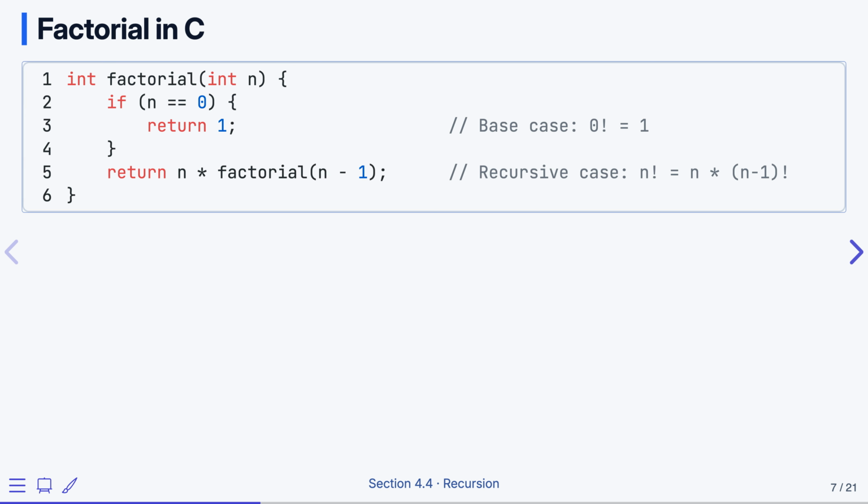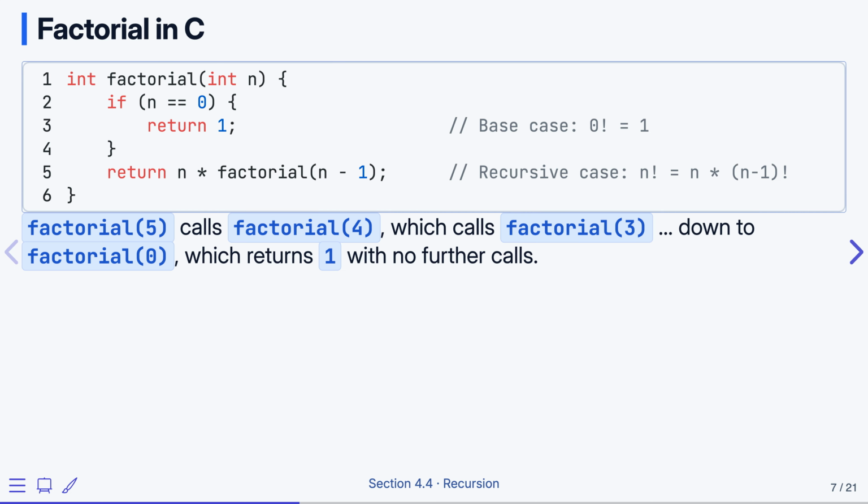The mathematical definition translates directly into C. The if statement checks whether n equals 0. If it does, the function returns 1, with no further calls. Otherwise, the function returns n times factorial of n minus 1. So factorial of 5 calls factorial of 4, which calls factorial of 3, and so on, all the way down to factorial of 0. Factorial of 0 returns 1 without calling itself again. That single return value flows back up the chain.